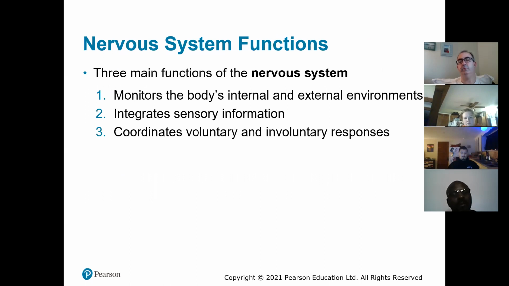Okay. And we like to go for functions first, right? We talked about functions with the skeletal system and the muscular system. There are three main functions of the nervous system. One is that it's monitoring the body's internal and external environments. So you have all kinds of sensors that are monitoring external environments. That's easy to think about.